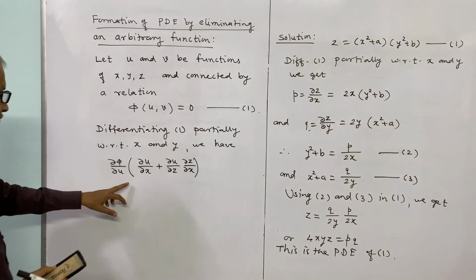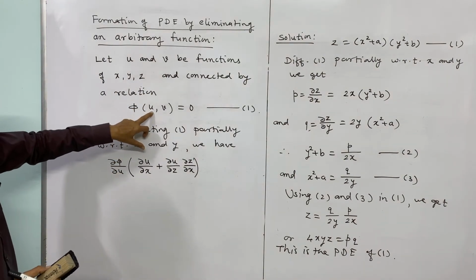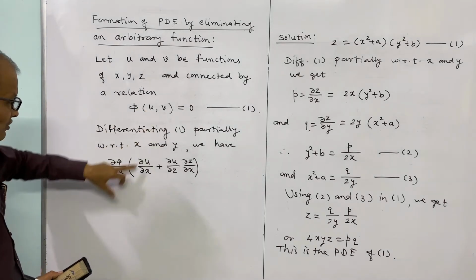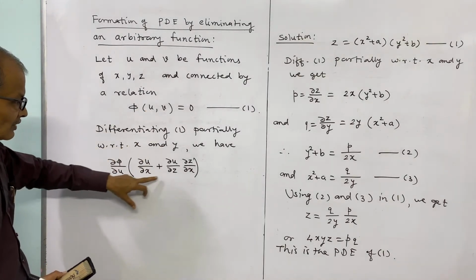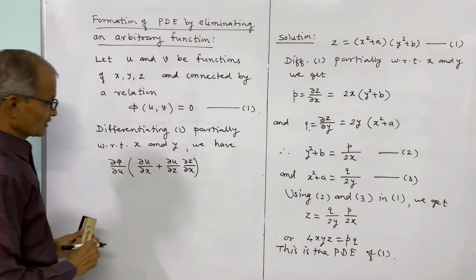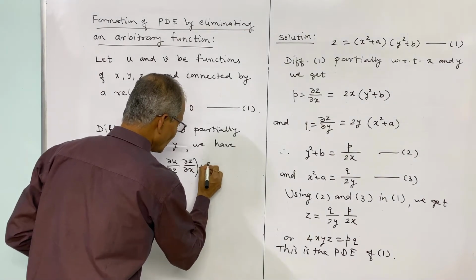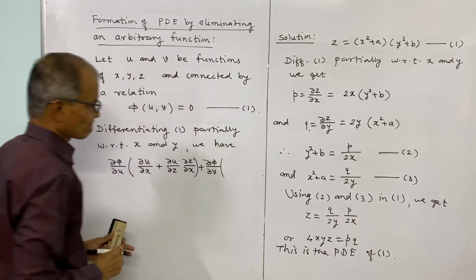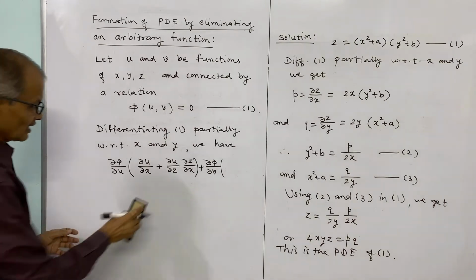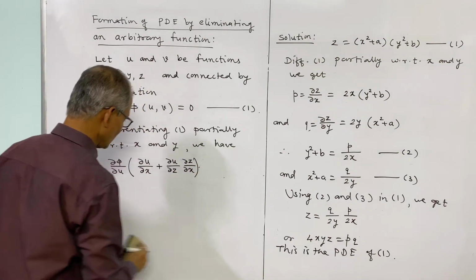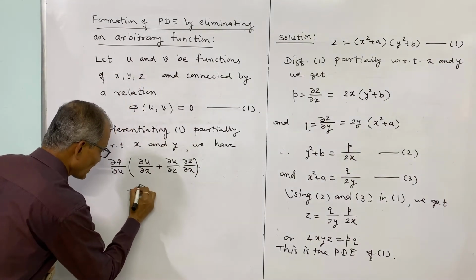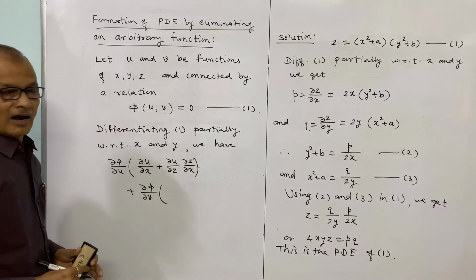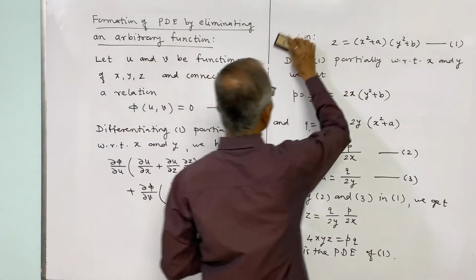So this is one part of the derivative with respect to u. First taking the partial derivative of phi with respect to u, and then the partial derivative of u with respect to x, plus now the partial derivative of phi with respect to v. So I shall write here plus the other part, the partial derivative of phi with respect to v into bracket, the derivative of v with respect to x.